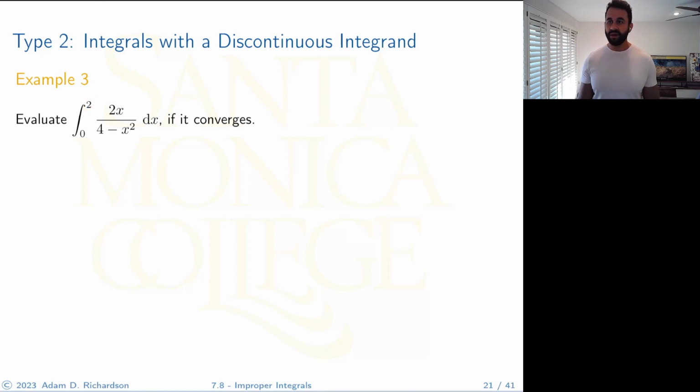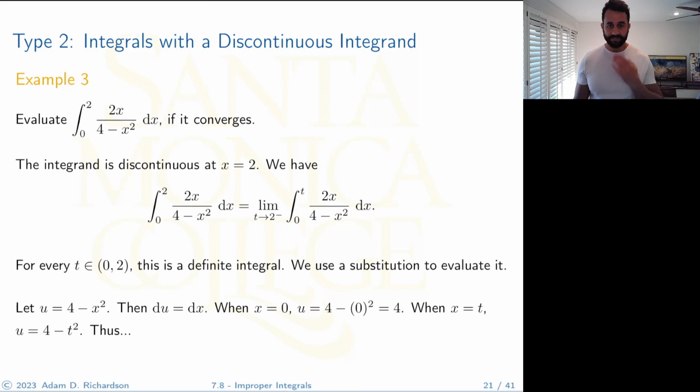So that means we do have an improper integral of type 2, and we're going to have to take the limit as we approach that discontinuity. The integrand's discontinuous at 2, so we're going to take the limit of these proper integrals instead. Now, this integral is not so hard to evaluate. This one we can use a substitution to evaluate.